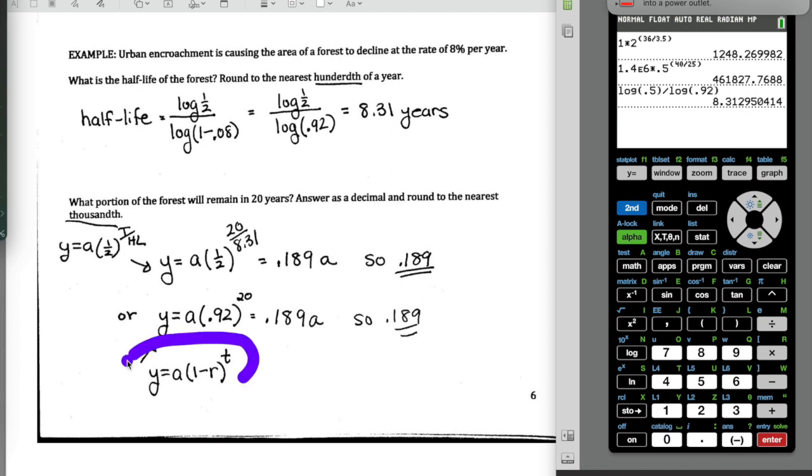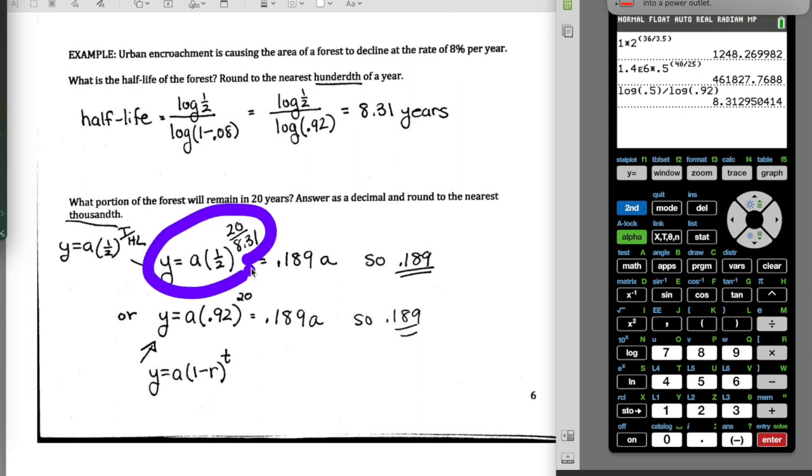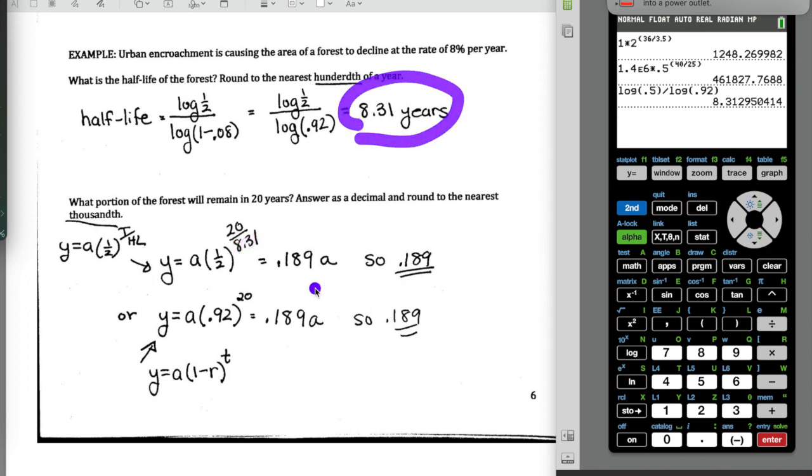So as you can see, you can use this formula or this formula, and you're still going to get the same answer. However, keep in mind that when you're using this formula, the 8.31 is rounded from our previous answer up here. So if these answers come out a little bit different, it's because this has been rounded.